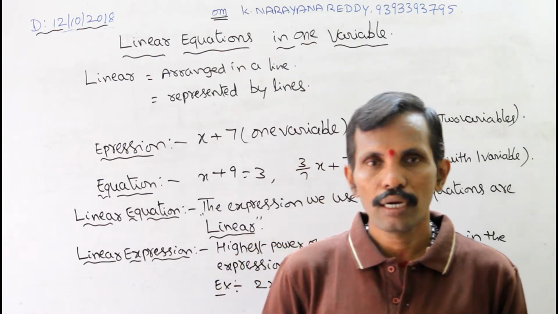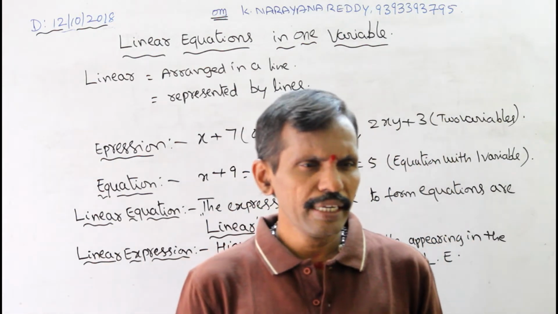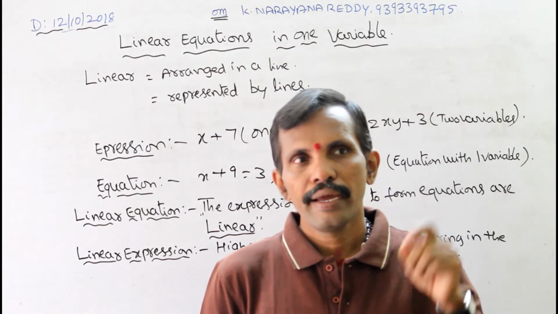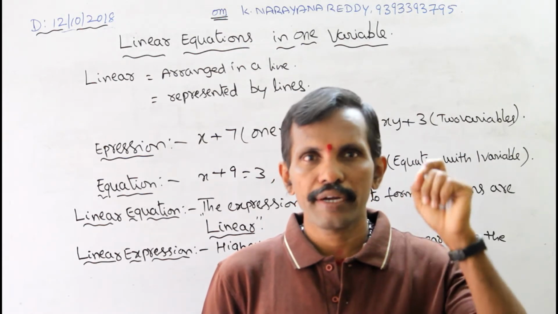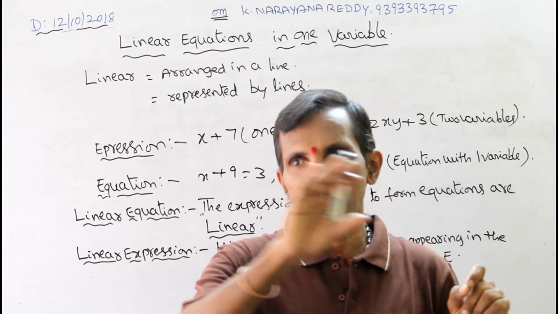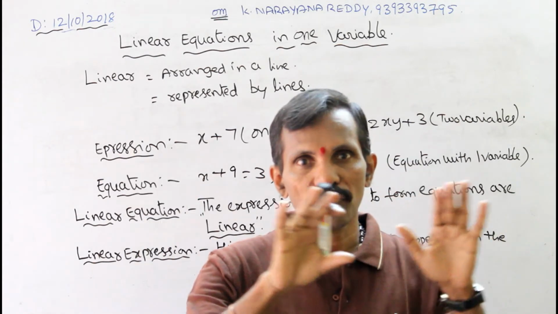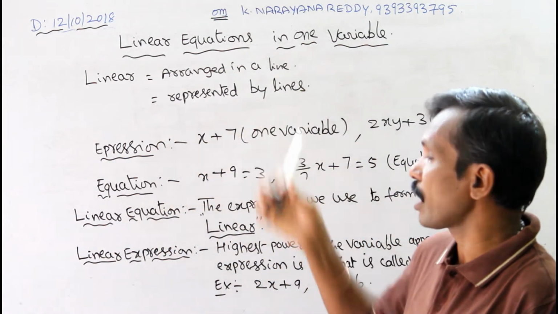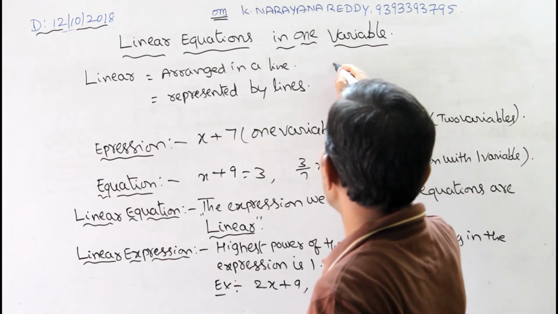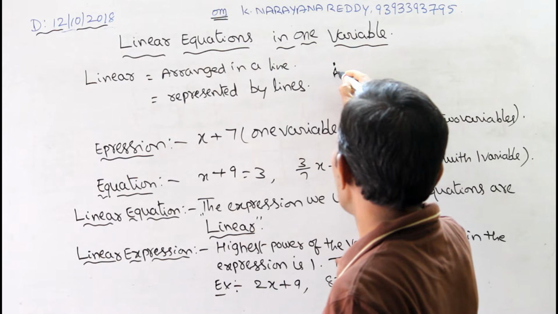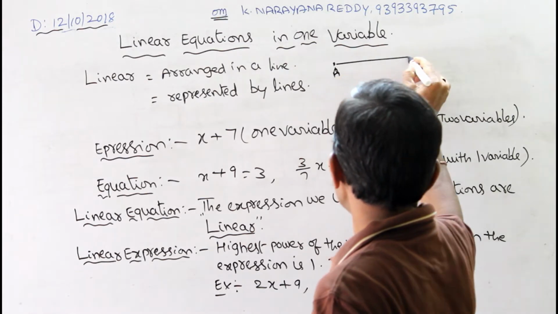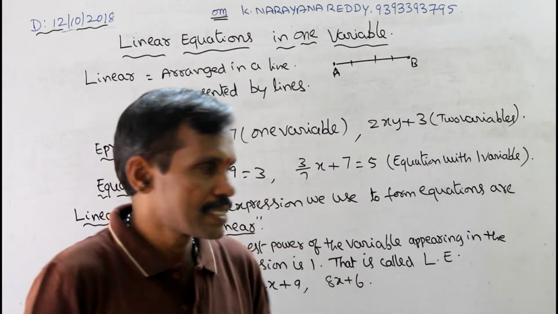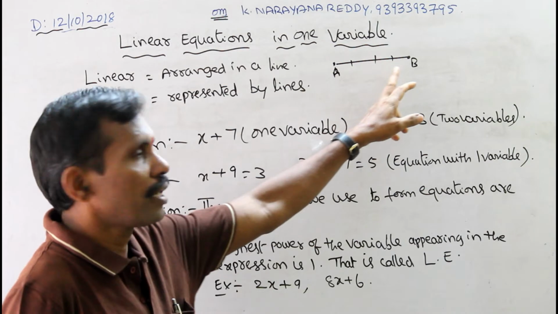Next one is linear. What is linear? Linear is nothing but numbers or digits arranged on a line, linearly. Suppose linear is nothing but arranged in a line. What is a line? This is a line, A is the starting point and B is the ending point. These are the linear points lying on a line AB.